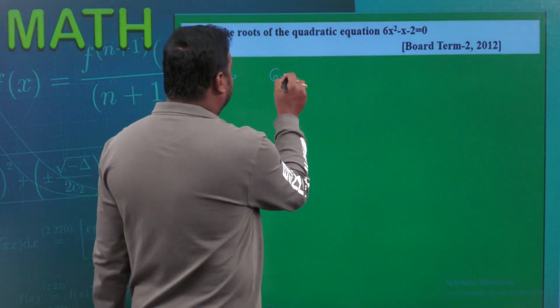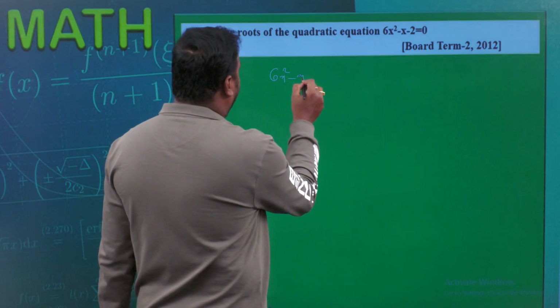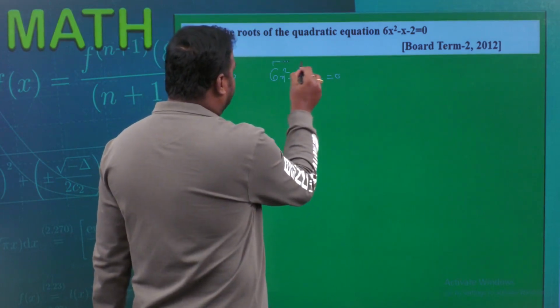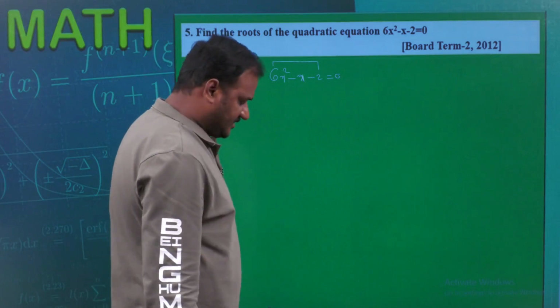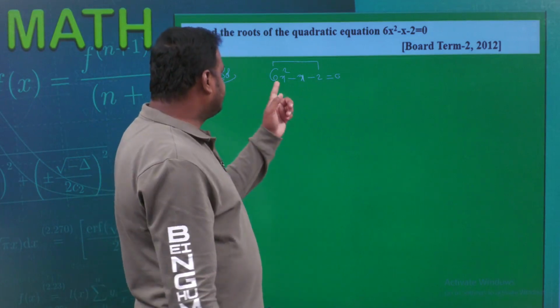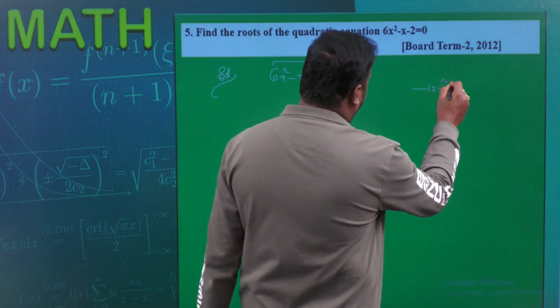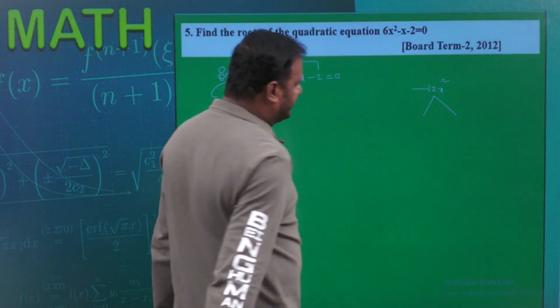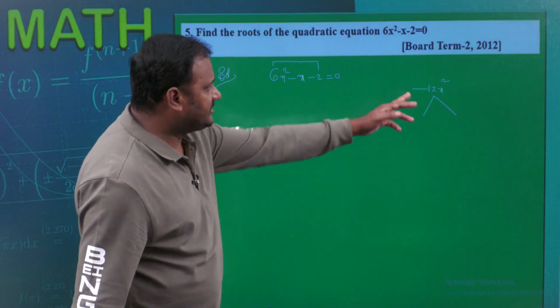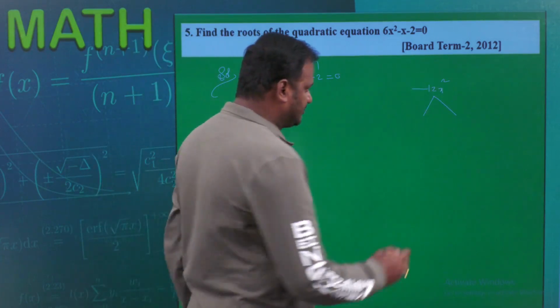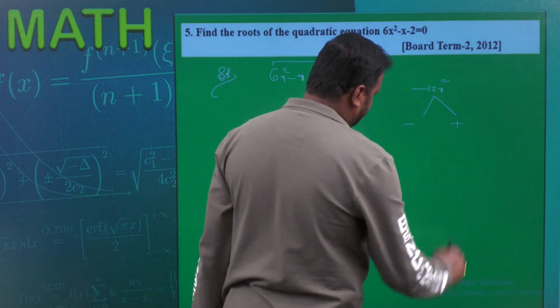Here it is 6x square minus x minus 2 is equal to 0. Now I will try whether it is possible by using the factorization method or not. 6x square into minus 2 is minus 12x square. Now I will have to split it into two terms. Since the product is negative, one of them should be negative and one of them should be positive. For example, this is negative, this is positive.